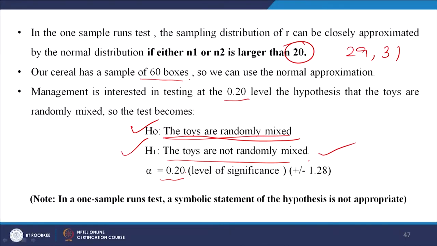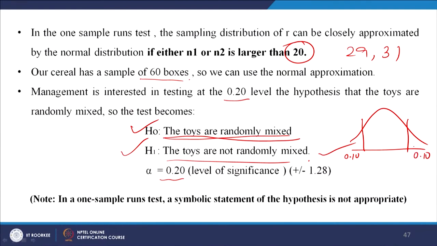Alpha is 20%, and the value of 20%, that means what? If you go to the area under the curve, how does it look? Remember one more thing: the runs test is mostly a two-tailed test. Why is it a two-tailed test? Because it can be lesser than and it can be more than. So, 0.10 here, 0.10 here, 20% I have divided. And this portion is my 0.40, 0.40, correct? So, total makes 100% or 1. So, the value at 0.20, a 20% level of significance, the alpha, the z table value is 1.28, plus or minus 1.28.